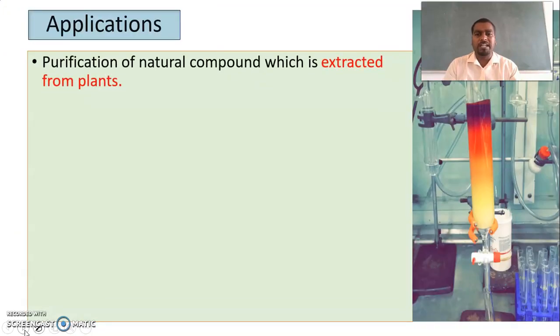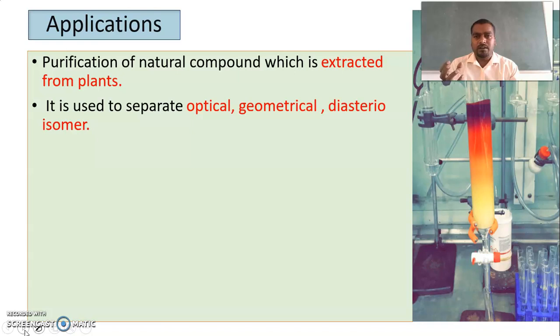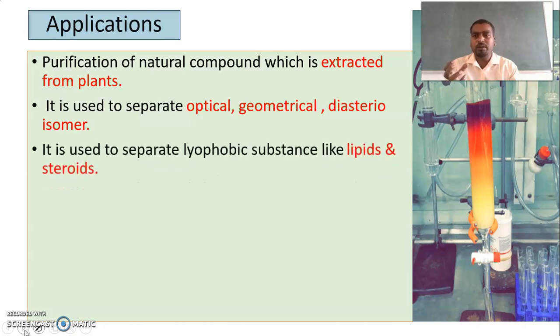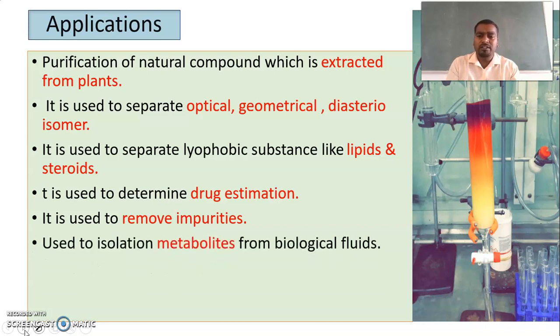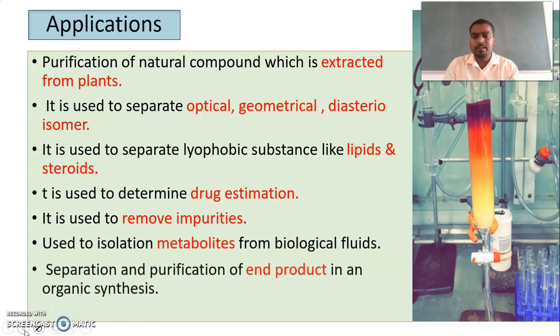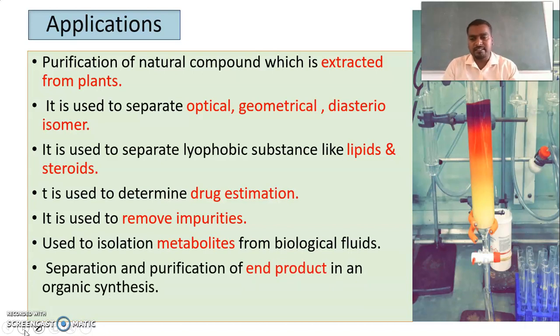Next are the applications. By using this, we can extract compounds from plants, separate geometrical isomers and diastereoisomers, and extract lipophobic substances like lipids and steroids. It is used in drug estimation, to remove impurities, to isolate metabolites, and to identify and purify the end product in organic synthesis. Like that, there are many applications that you can learn.